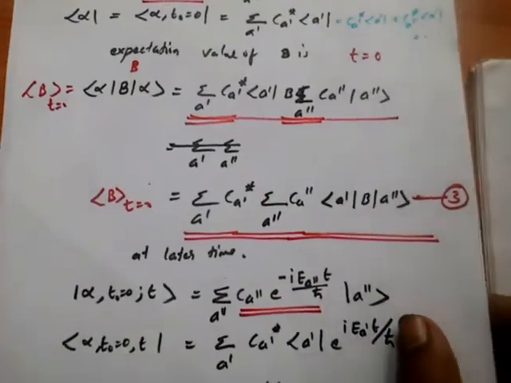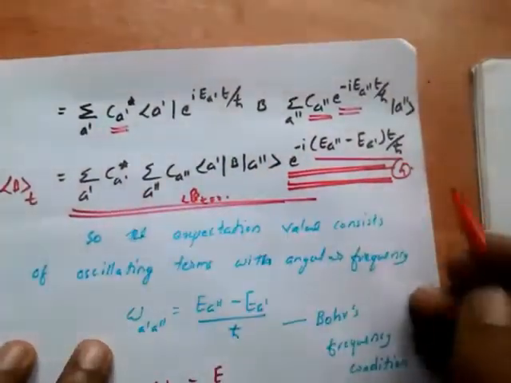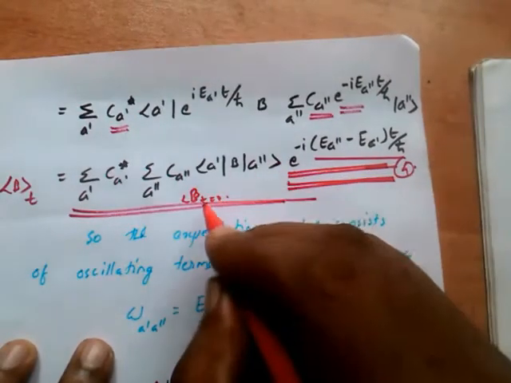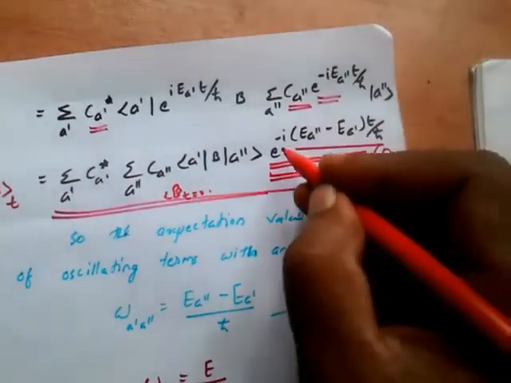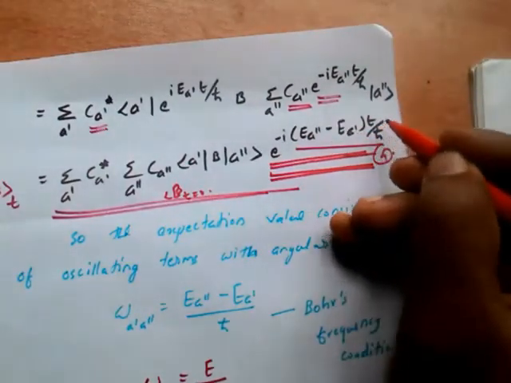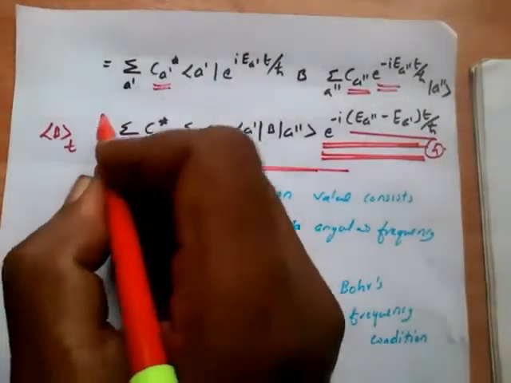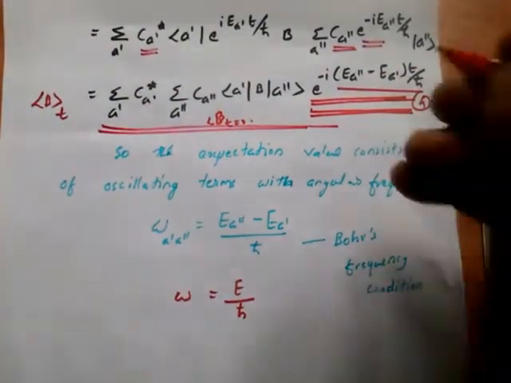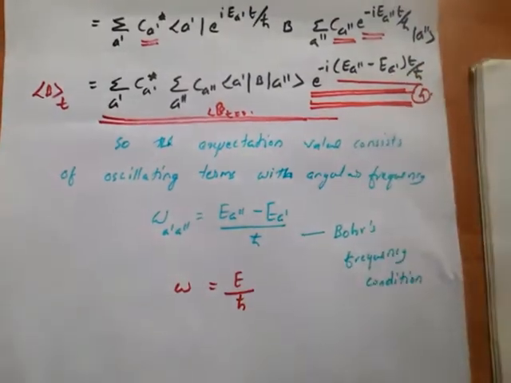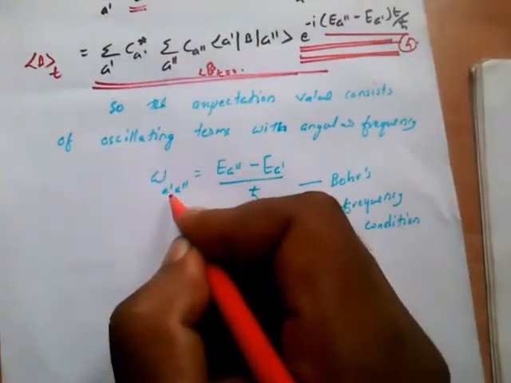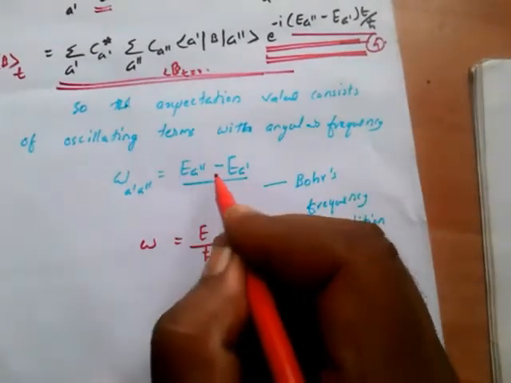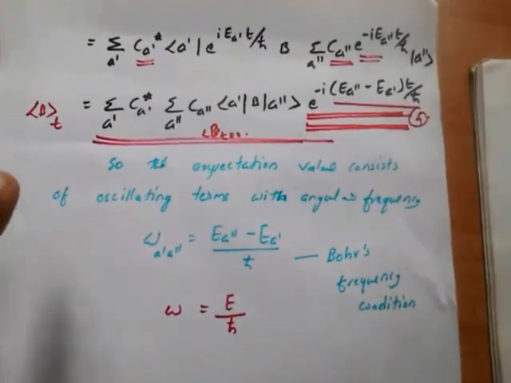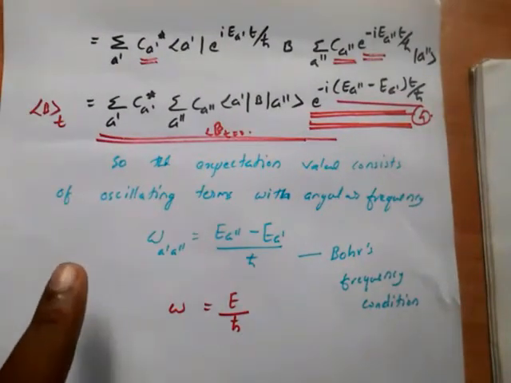And at a later time t, we got another expectation value that is different from the expectation value at time t equal to 0. That difference was e raised to minus i (Ea double dash minus Ea dash) t over h cross. That means the expectation value of this operator is oscillating with respect to time, with an angular frequency omega a dash a double dash equal to (Ea double dash minus Ea dash) over h cross. With this frequency, this expectation value at a time t is changing.